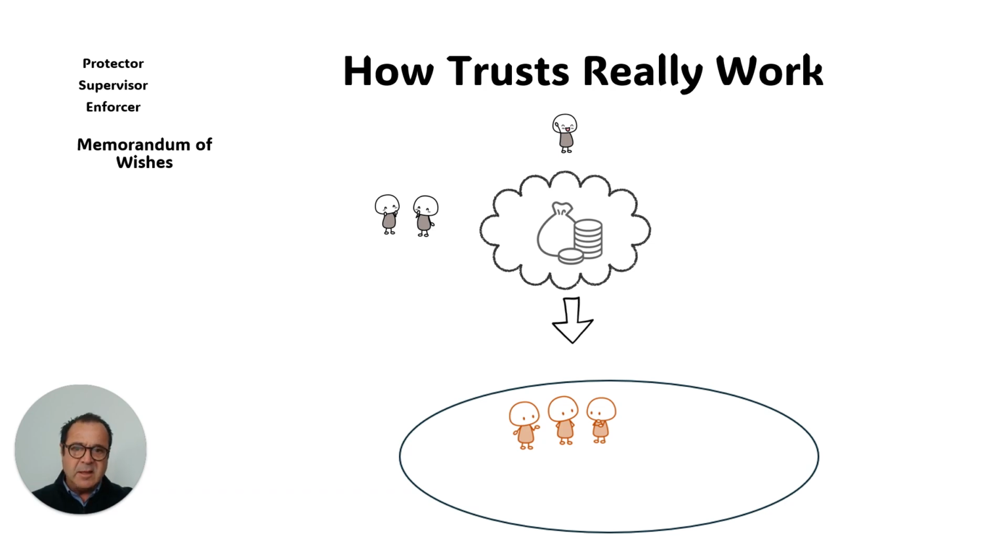It's not written anywhere in the official documents of the trust, but that is still the plan, that is still the intention. And that is why we have here the protector, the supervisor, the enforcer, who plays an important role in checking that everybody follows the rules. And the rules are set out in something called the Memorandum of Wishes.